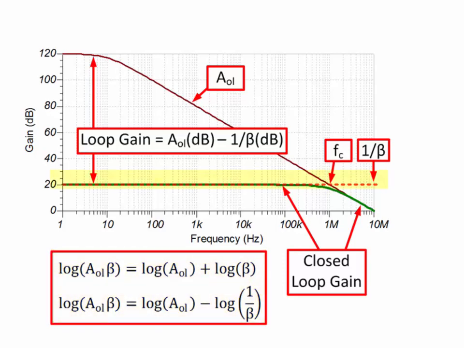In this example, 1 over beta is shown as a horizontal dashed line at 20 dB. Notice that closed loop gain follows 1 over beta for low frequencies, but follows the AOL curve at higher frequencies. Also notice that the point at which the 1 over beta curve intersects the AOL curve is the closed loop bandwidth. Let's take a deeper look at the reasons why closed loop gain follows 1 over beta for low frequencies and follows AOL at higher frequencies.